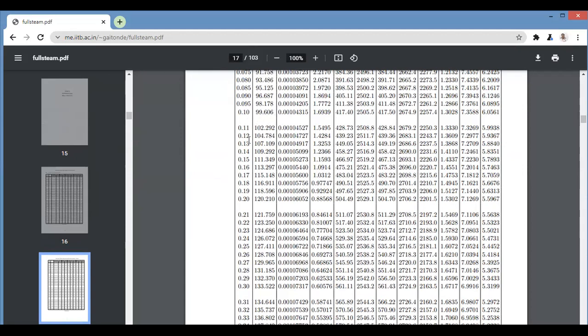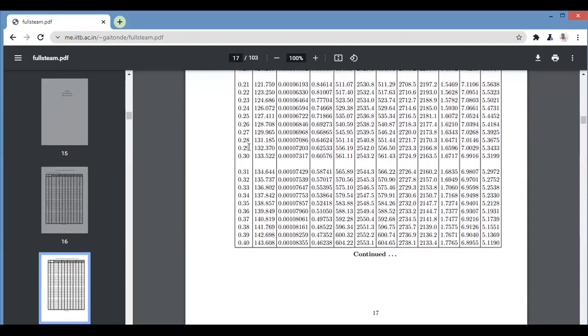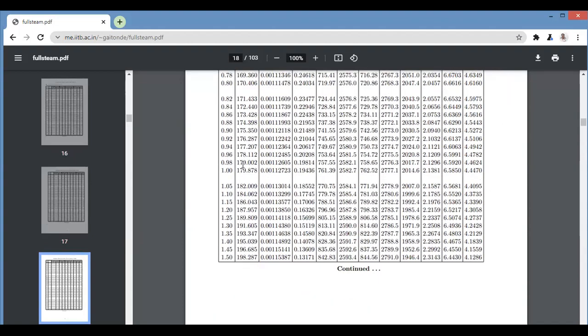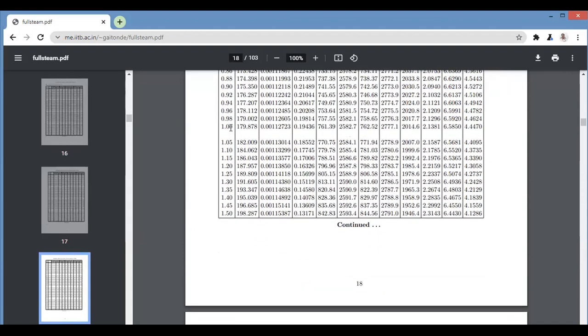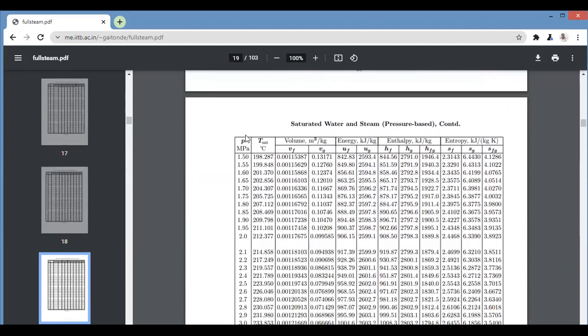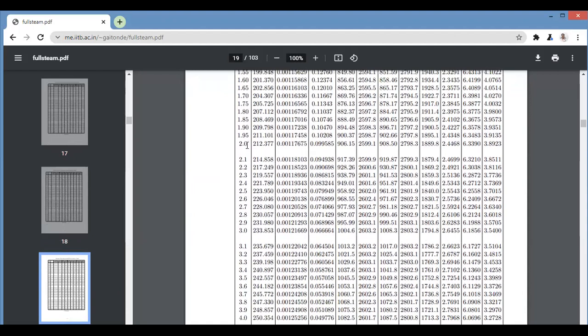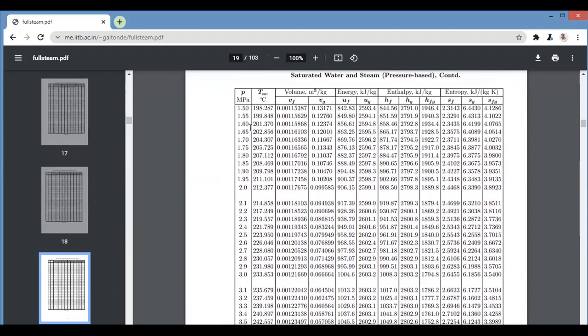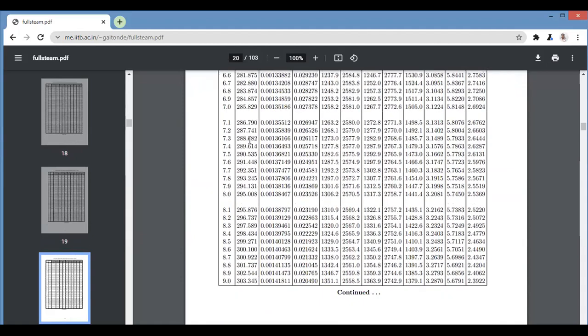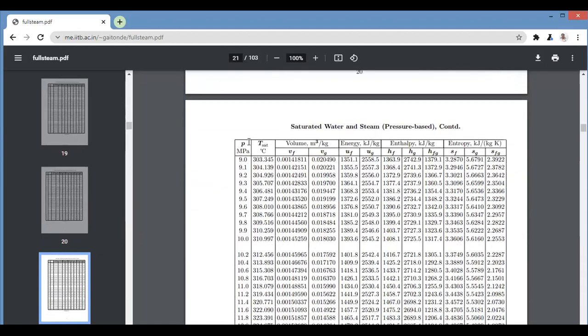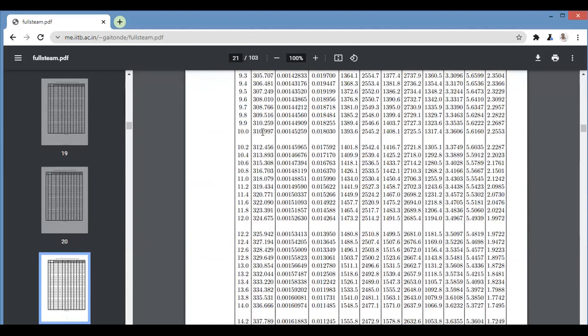Okay. Similarly, we talked about 1 megapascal. So let us go to 1 megapascal here. At 1 megapascal, you see that the saturation temperature is about 180 degrees centigrade. At 10 megapascal, let us see what is the boiling point. So at 10 megapascal, which is 100 bar, this temperature is around 311 degrees centigrade.